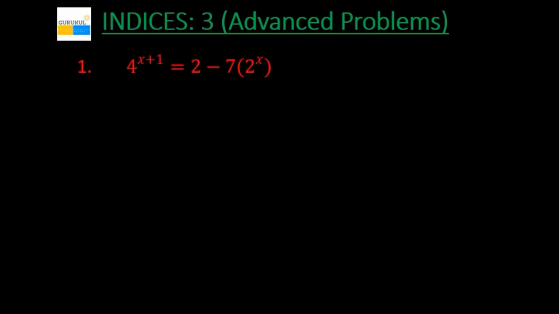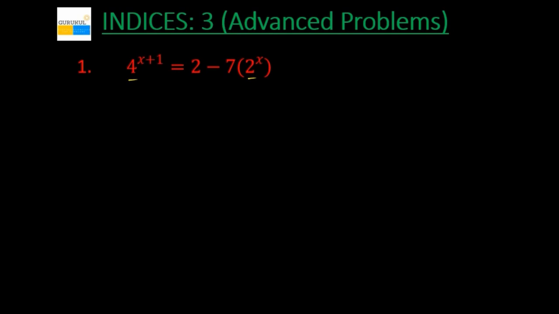Hello everyone. In this video, I'll be discussing some advanced level questions from the topic indices. So let's have a look at the first question. 4 raised to the power x plus 1 is equal to 2 minus 7 times 2 raised to the power x. So the first rule, you will make the bases in terms of prime.